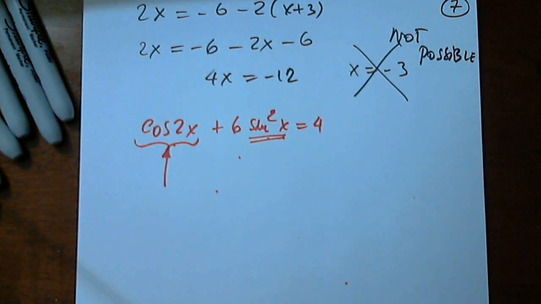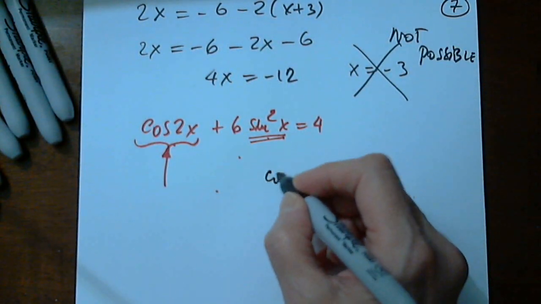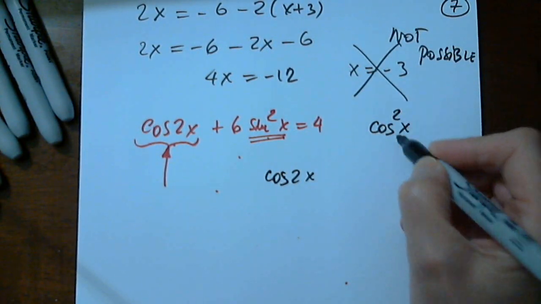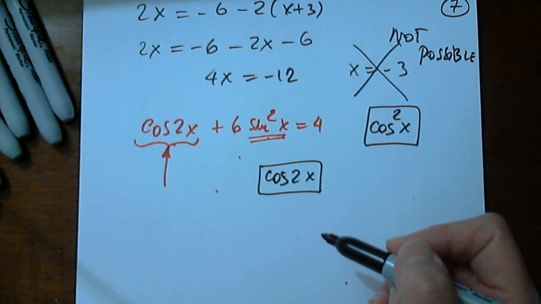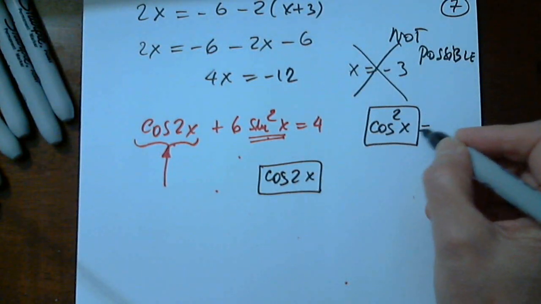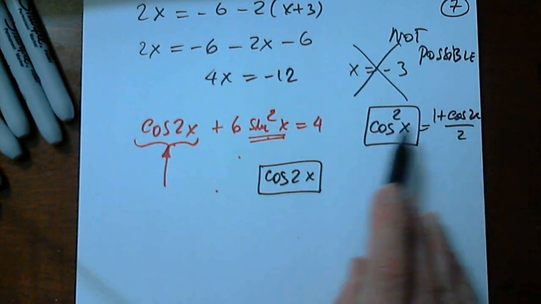Does anyone have that identity? I'm just checking. Is that 1 minus cosine 2x divided by 2? So we have that for cosine squared. So let's not confuse cosine squared with cosine 2x. Cosine squared is one thing, cosine 2x is something else. It happens that this is the same as 1 plus cosine 2x over 2, but we're talking about this, not about this.